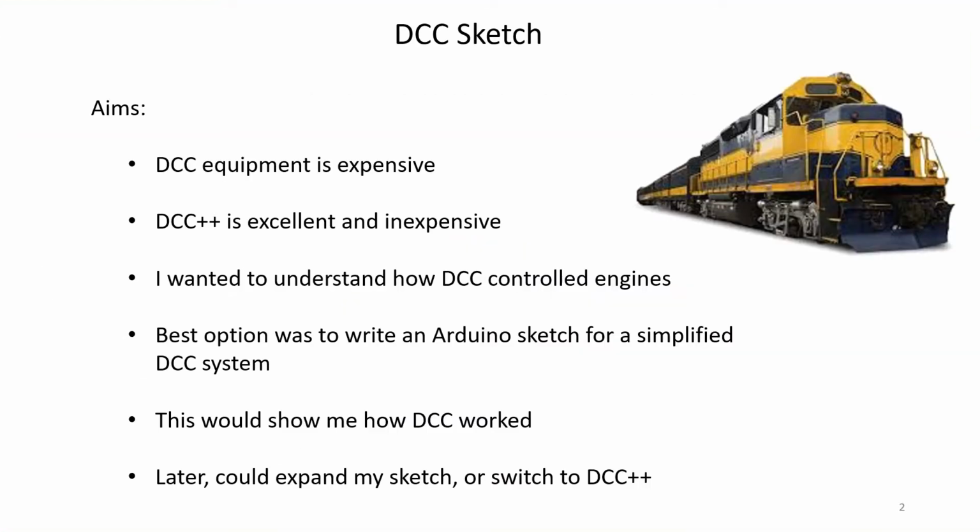The aim was, I wanted to understand how DCC controlled engines. I could read the specs, I could play around with DCC++, but it still didn't tell me exactly what was happening on the truck, and in particular what I wanted to know was how the Arduino Uno and motor shield control the truck. I didn't fully understand that, so the only way to work that out for myself was to write an Arduino sketch that did this. So let me explain how my Arduino sketch worked.